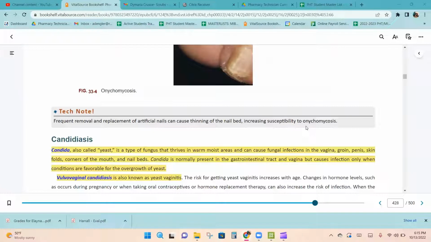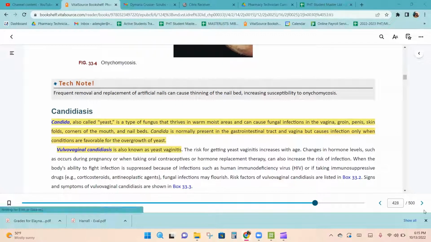Frequent removal and replacement of artificial nails can cause thinning of the nail bed, increasing susceptibility to onychomycosis. Candida, also called yeast, is a type of fungus that thrives in moist, warm areas and can cause fungal infections in the vagina, groin, penis, skin folds, corners of the mouth, and nail beds. Candida is normally present in the GI tract and vagina, but causes infection only when conditions are favorable for the overgrowth of yeast.